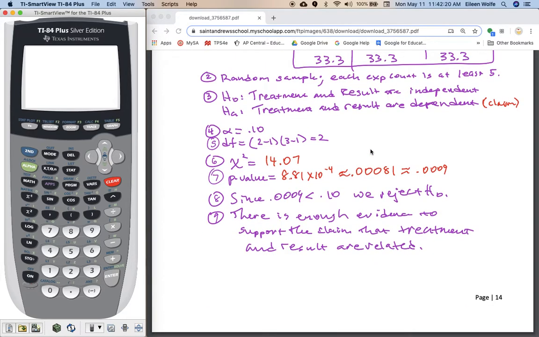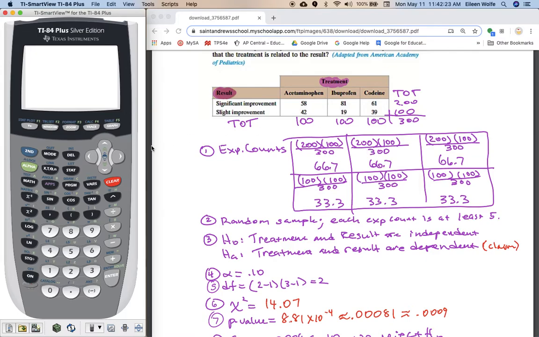I mapped out all 9 steps. Let's show you the calculator steps one last time. Second, matrix, over to the editor. Tell it we have 2 rows, and in this case, only 3 columns. Once you get in here, you don't have to clear these, just type over them. Okay, 42, 19, and 39.